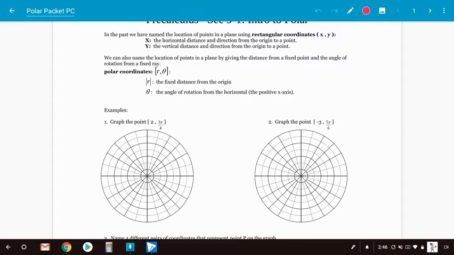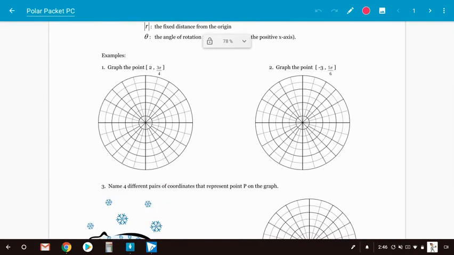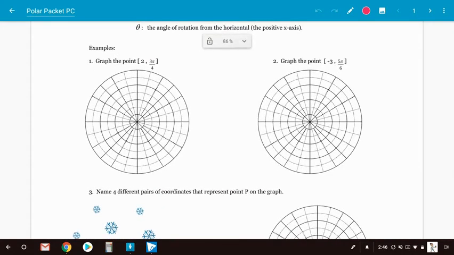We've been using rectangular coordinates a lot where we go over x and up y. Now we're going to do a new one called polar coordinates where we're going to go r comma theta, where r is like the radius or the distance from the origin, and theta is the angle of rotation from the positive x-axis. So, for example, we're going to graph the point (2, 3π/4). That means our radius is 2, and our angle is 3π/4.